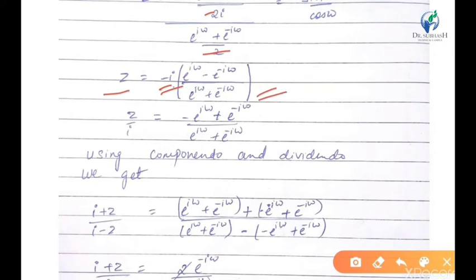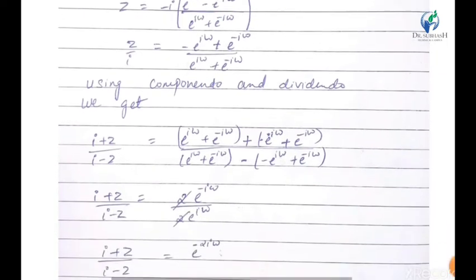Now we will take this minus i to the denominator. We get z upon i equal to, this minus sign will multiply here. So we get minus (e raised to iw plus e raised to minus iw) upon (e raised to iw plus e raised to minus iw).